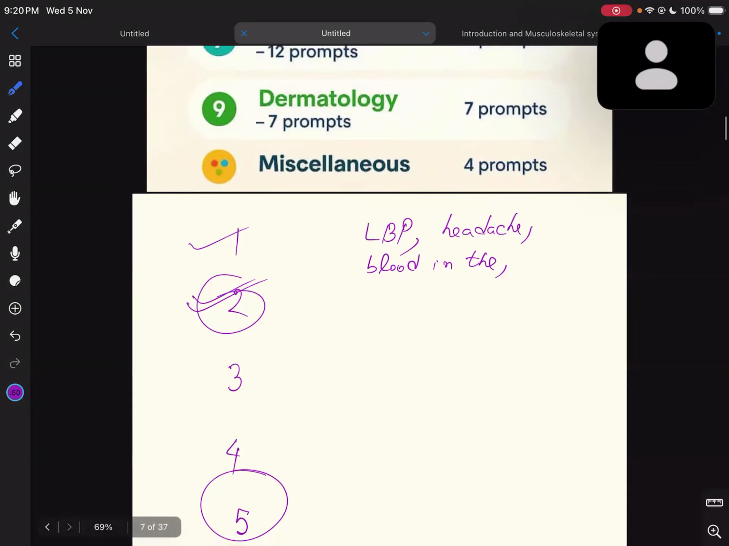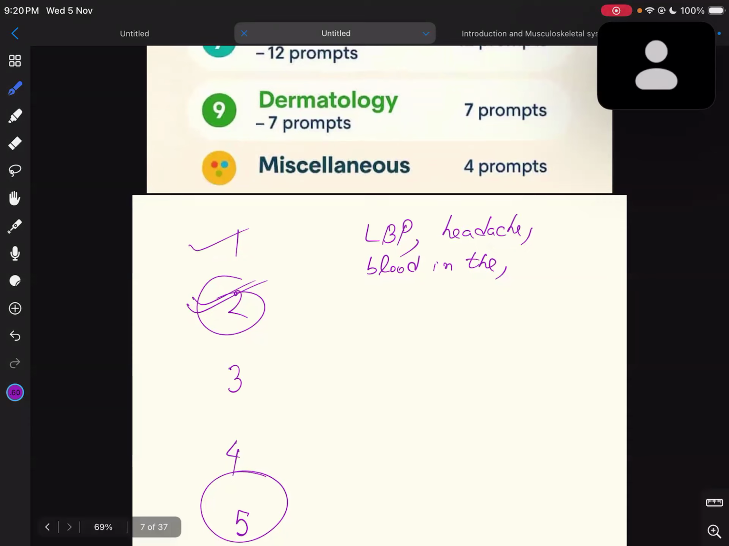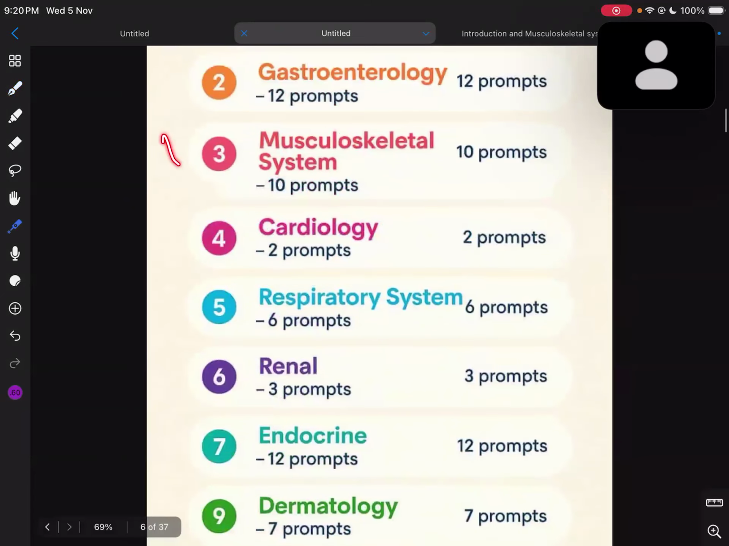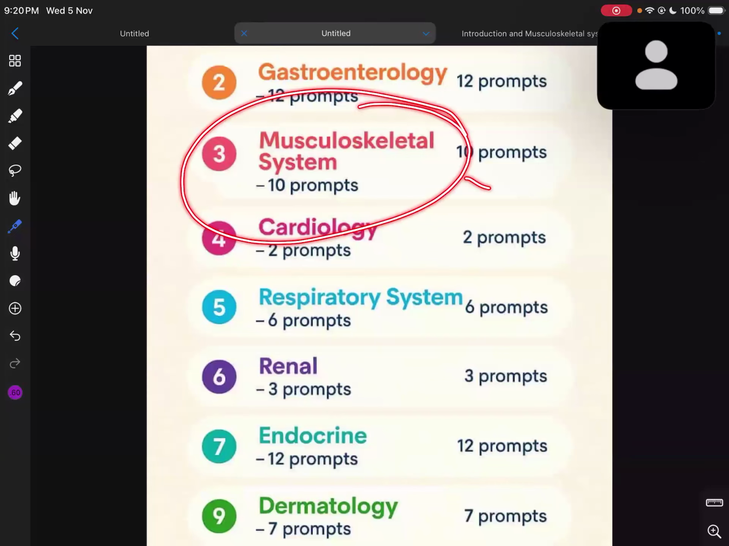For practice, we also have another unique way. We have collected over 250 real PACES exam cases from the last 3.5 years. What we are going to do after discussing prompts from each system, like the musculoskeletal we will discuss today, like from the musculoskeletal system, we have over 30 cases that are real PACES exam cases that have appeared in the PACES exam. All of the cases are typed in the PDF format in details.